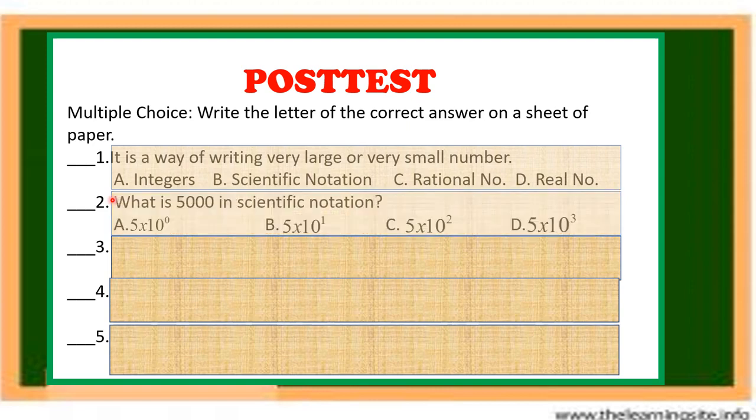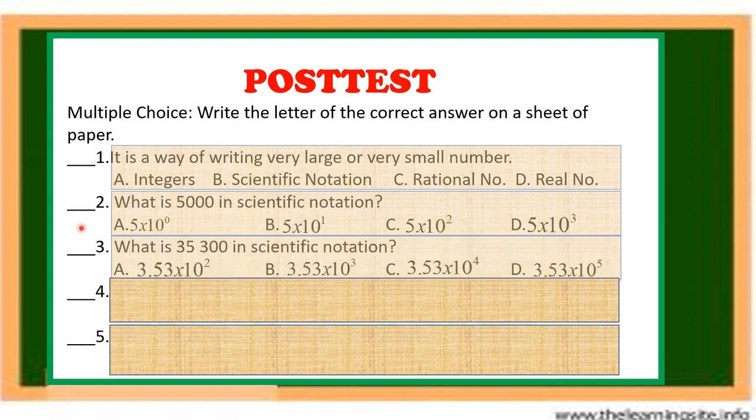Number 2. What is 5,000 in scientific notation? Letter A, 5 times 10 raised to 0. Letter B, 5 times 10 raised to the first power. Letter C, 5 times 10 squared. Letter D, 5 times 10 cubed.